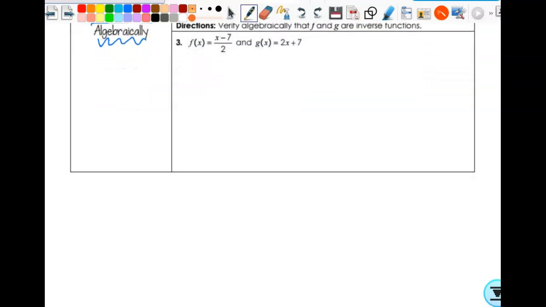So we have to do f of g of x. That means I'm going to take g of x and put it in f of x. So I get 2x plus 7 minus 7 over 2. All right, so in the numerator, what is 2x plus 7 minus 7? 2x. So I get 2x over 2, which reduces to x, which is good news. But I'm not finished because that's just f of g of x. I also have to do g of f of x.